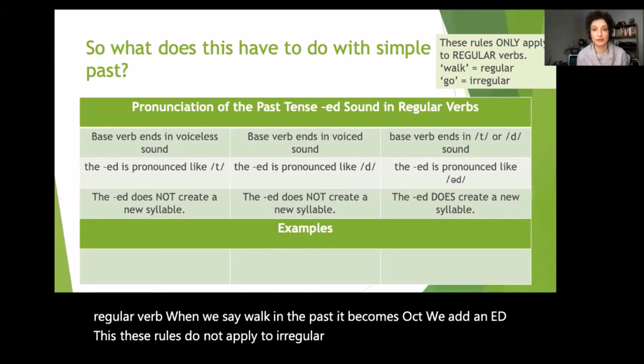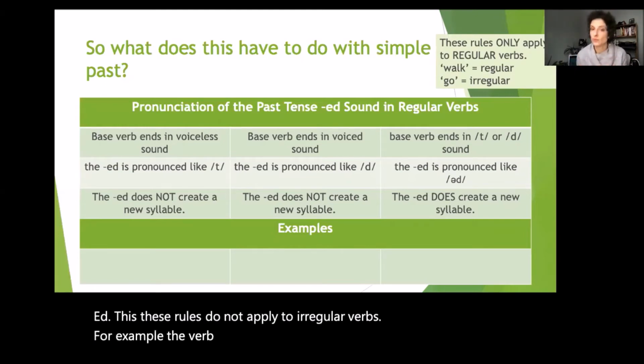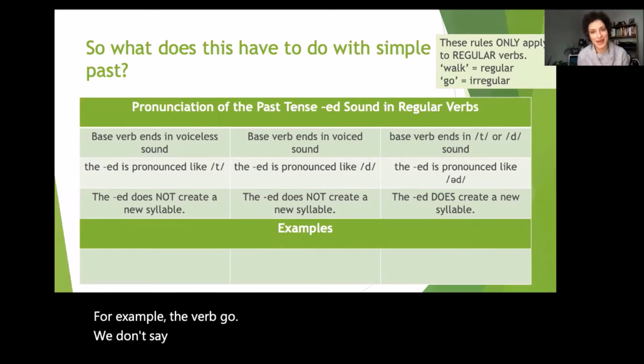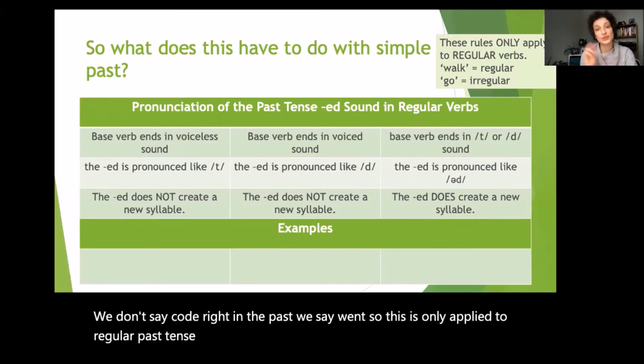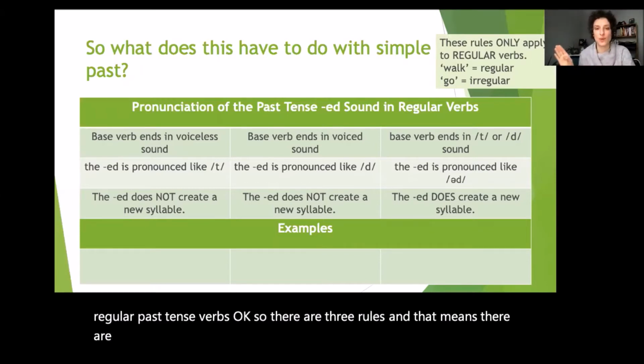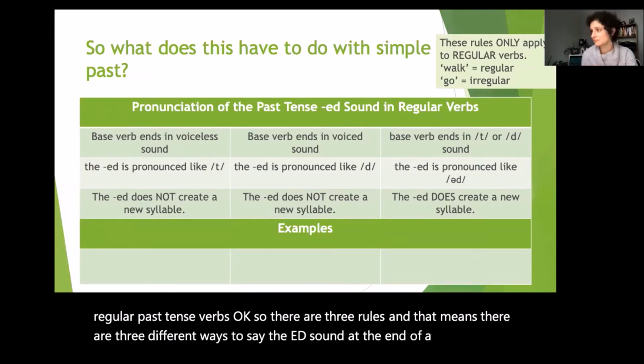These rules do not apply to irregular verbs. For example, the verb go. We don't say goed, right? In the past, we say went. So this is only applied to regular past tense verbs. Okay, so there are 3 rules, and that means there are 3 different ways to say the ed sound at the end of a past tense verb.